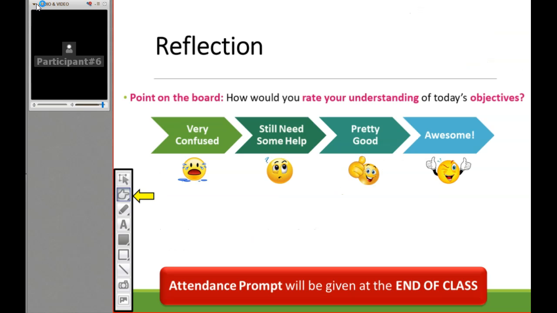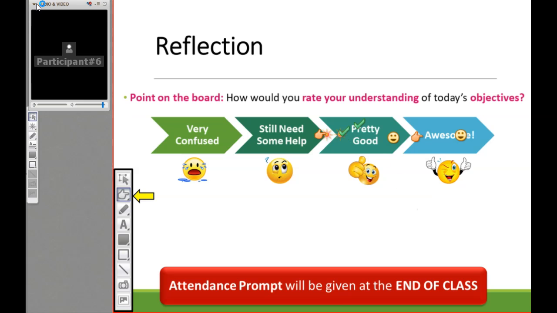Let's go ahead and reflect on the whiteboard. How would you rate your understanding of today's objectives? So make sure you actually click that button up on the board, otherwise we won't be able to see it. Perfect. All right, good. I'm seeing about 6 of us up on the board so far. Let's get some more participation up there. Looking good.